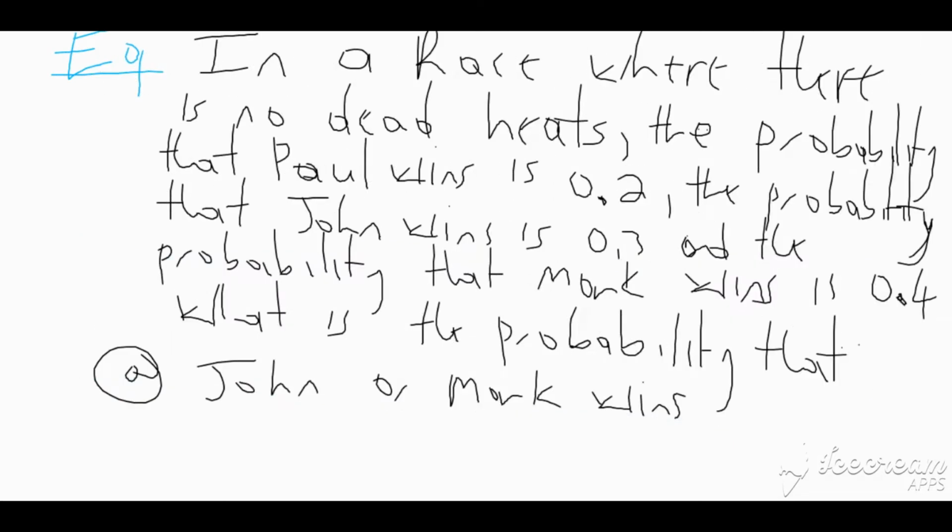Here's an example of a simple question. In a race where there are no dead heats, the probability that Paul wins is 0.2. The probability that John wins is 0.3, and the probability that Mark wins is 0.4. The first part is, what is the probability that John or Mark wins?